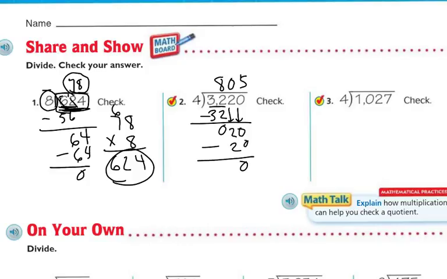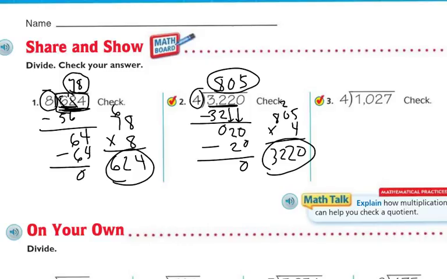So now I'm going to check my answer. I'm going to multiply the 805 times the 4 and I should get 3,220. 805 times 4. 5 times 4 is 20. 4 times 0 is 0 plus the 2 is 2. 8 times 4 is 32. So I get 3,220 and that's exactly what I should get.